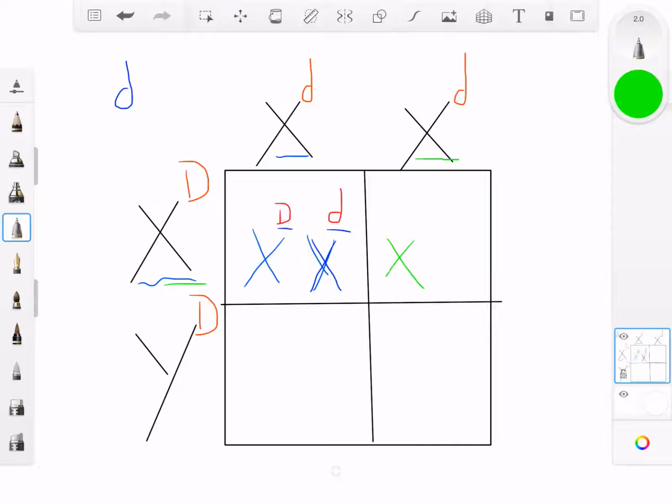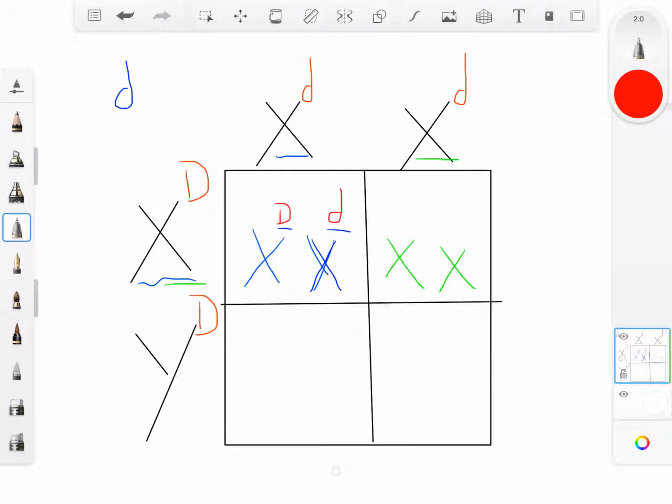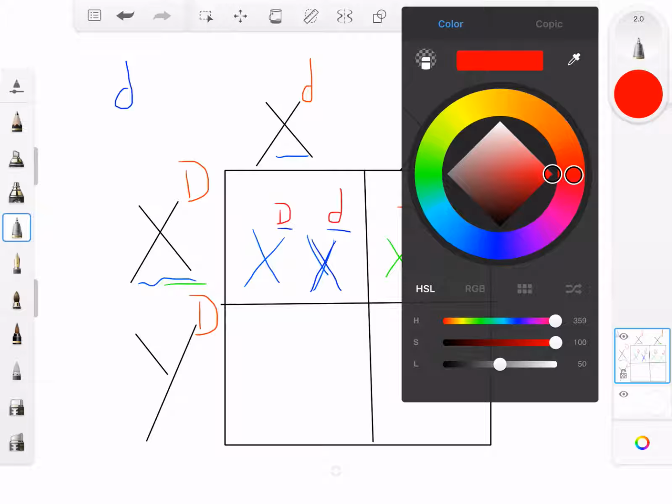So now we're going to go ahead and multiply this X with this one. We're going to have another girl, 2 X's. 2 X chromosomes indicates a girl. Now we have capital letter D, lowercase d. Same situation. Not even going to bother.